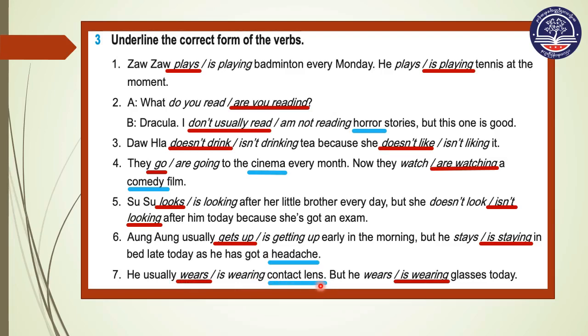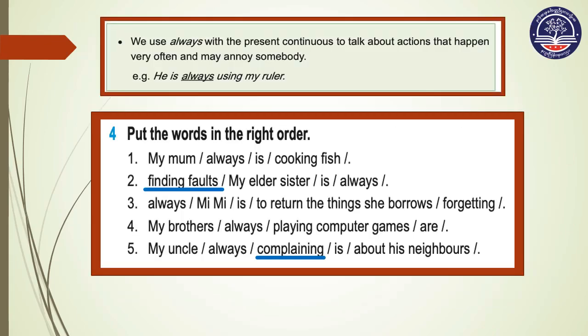Okay, all right, I hope everyone got the answers correct. Okay, so now let's take a look at this. We use always with the present continuous to talk about actions that happen very often and may annoy somebody. For example, he is always using my ruler.